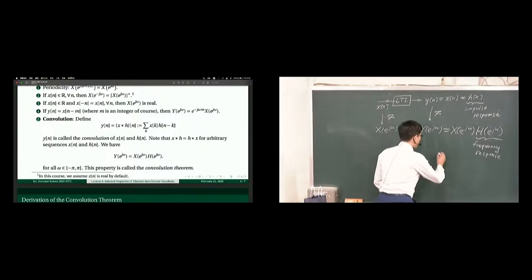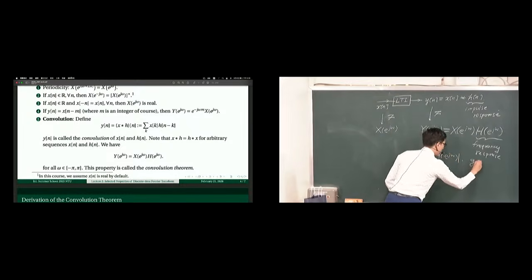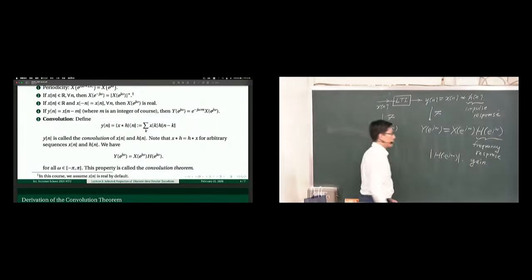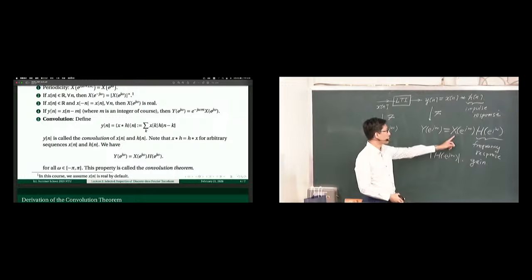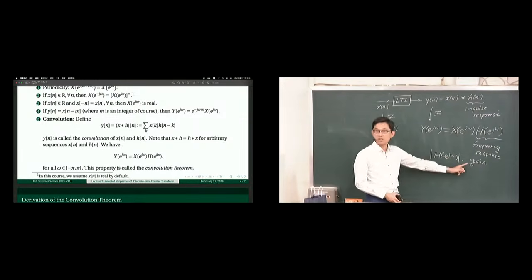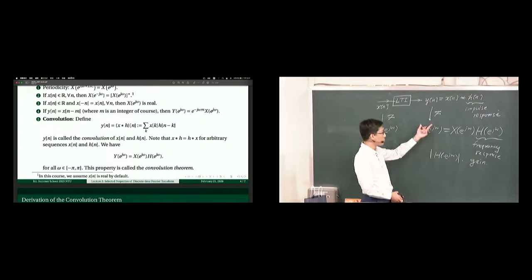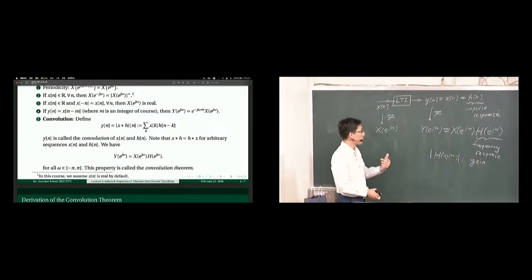Further, you can talk about the magnitude of your frequency response, and the meaning is gain. It tells you how much gain the system gives to your signal if the signal's frequency is at omega. So gain is a function of omega. For those of you who have taken microelectronics, you should be familiar with the idea of gain and magnitude response, for a circuit or some such system that's analog.